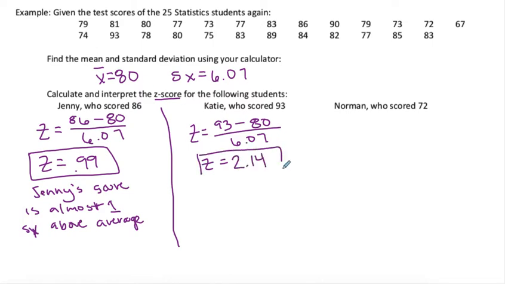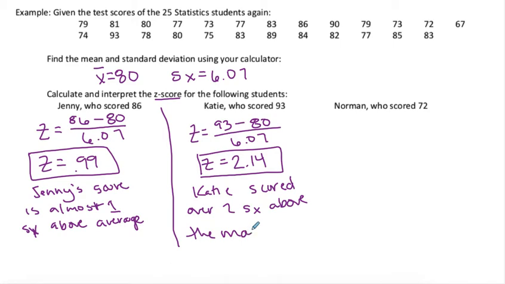And so the z-score here, interpreted, I would say Katie scored over 2 standard deviations above the mean. And so as we're looking at this, we already knew that yes, 93 is better than the 86, but we would just be able to say it by 7%. Now we're able to say it's almost 1 entire standard deviation better, or even more than 1 standard deviation better.